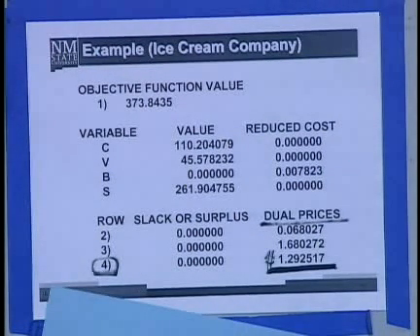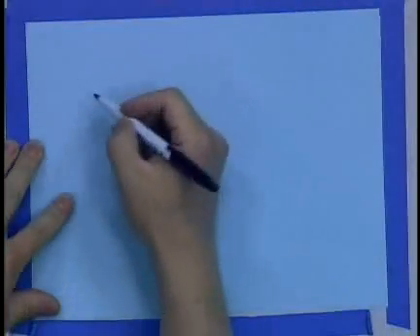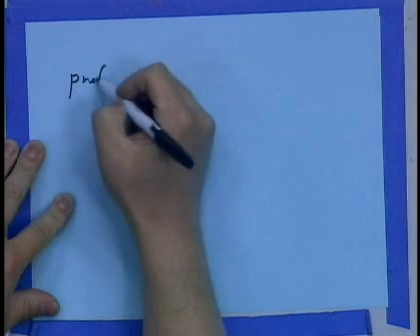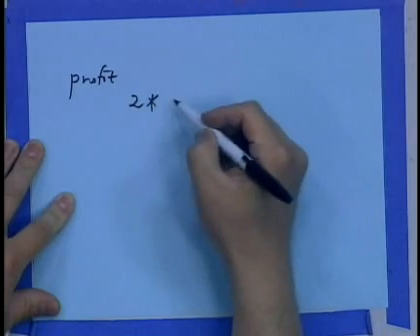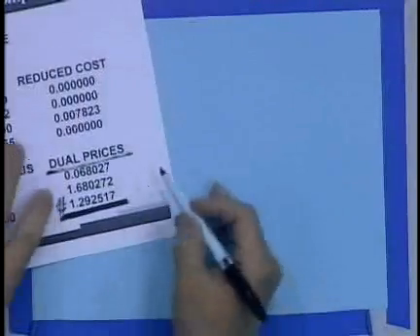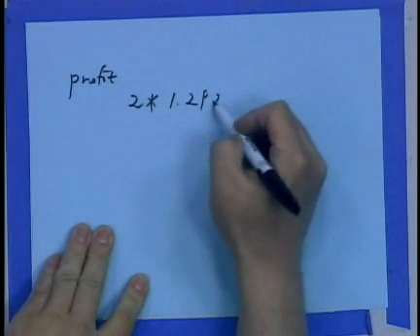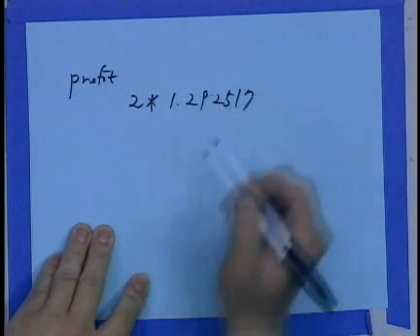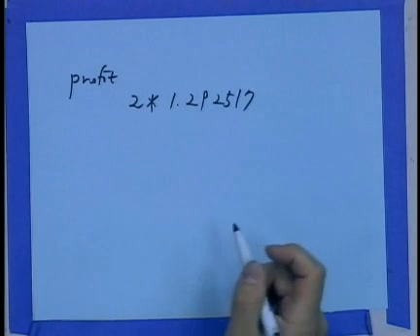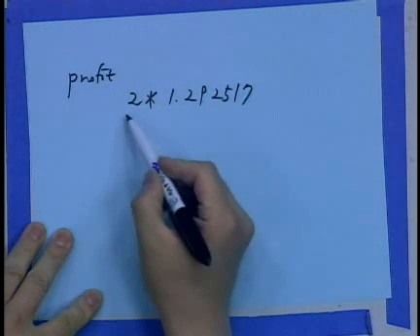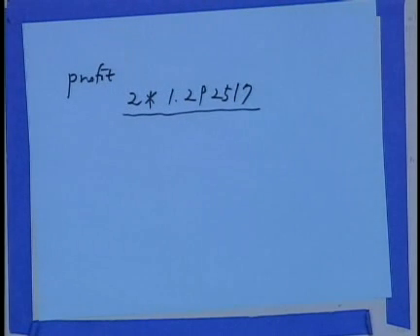Because 2 gallons of cream will be decreased, the profit will be decreased by 2 times this much, right? Your price, 1.292517, is for an additional minute of available time on the machine number 1, right?